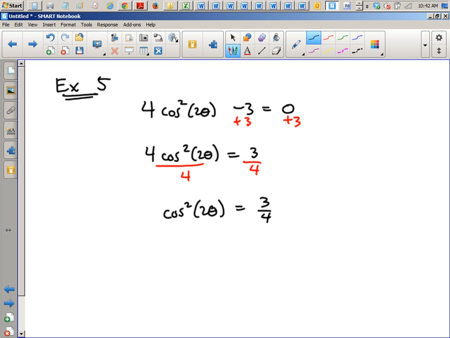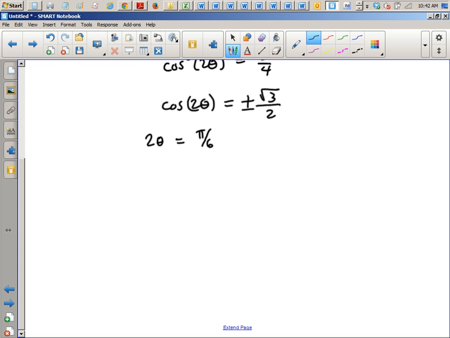But now I need to square root, right? So when I square root, I can't forget the what symbol? Plus or minus. Square root of 3, I don't know that. Square root of 4, that's just 2. Ooh, this looks very familiar. Root 3 over 2. That thing's all over the unit circle. I can think of several angles that qualify here. I think 2 theta could be 30 degrees, pi over 6. I think 2 theta could be 5 pi over 6. 2 theta could be 7 pi over 6. 2 theta could be 11 pi over 6.